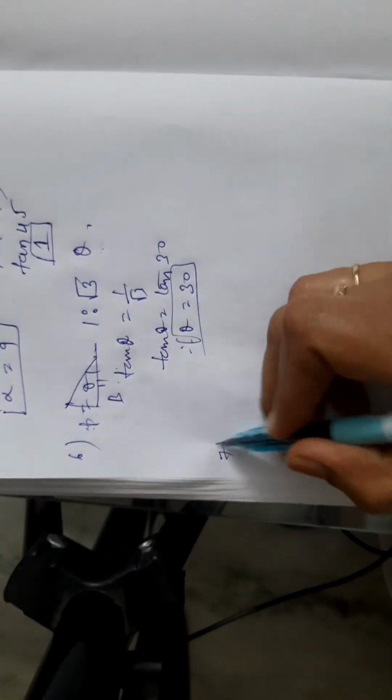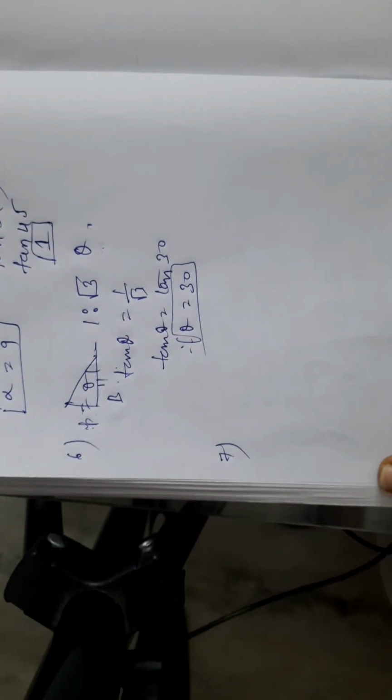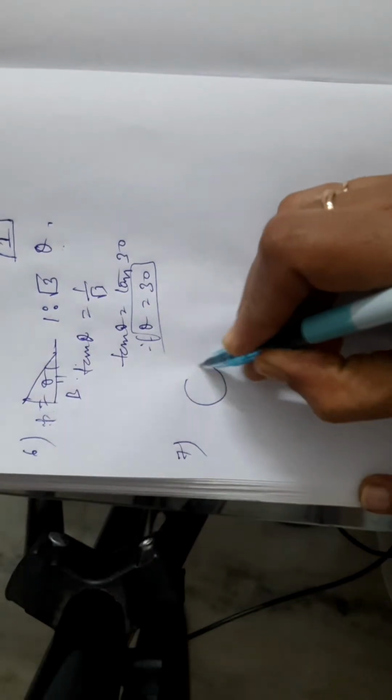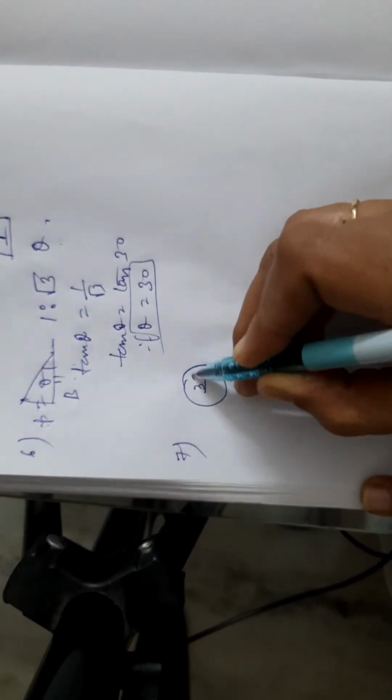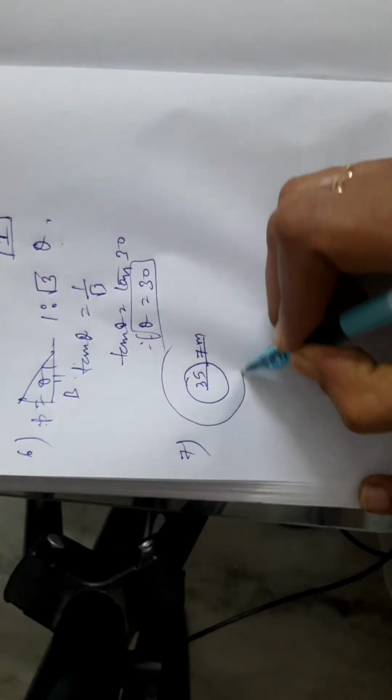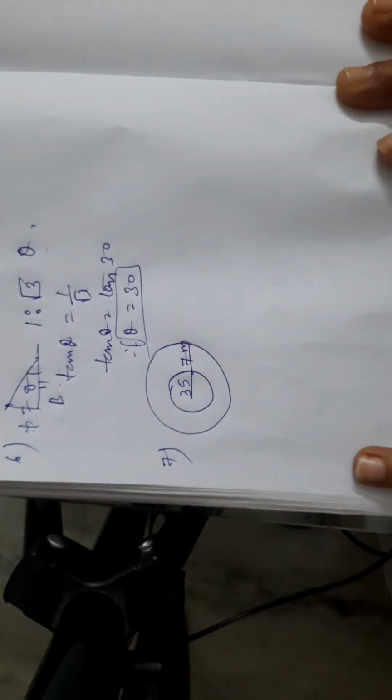Now the next question, the 7th one. Here it is given: if a circular grass lawn 35 meter in radius has a path 7 meter wide running around on the outside, then find the area of the path. A circular path is there, its radius is given as 35, a 7 meter path is there around it. We need to find the area of the path.